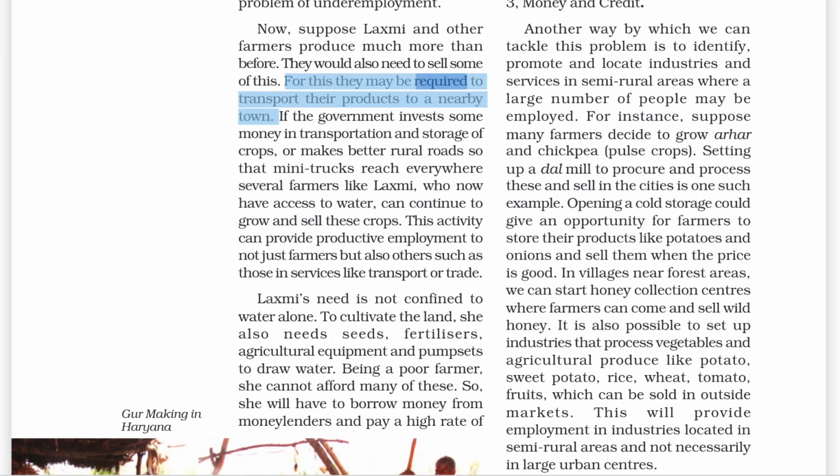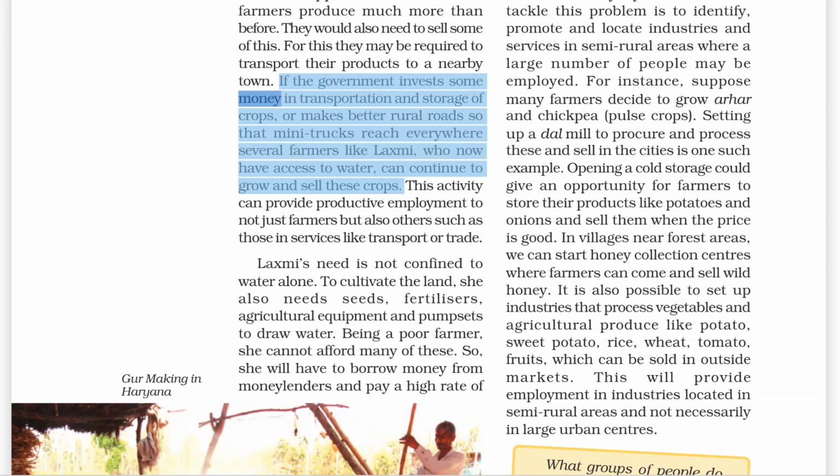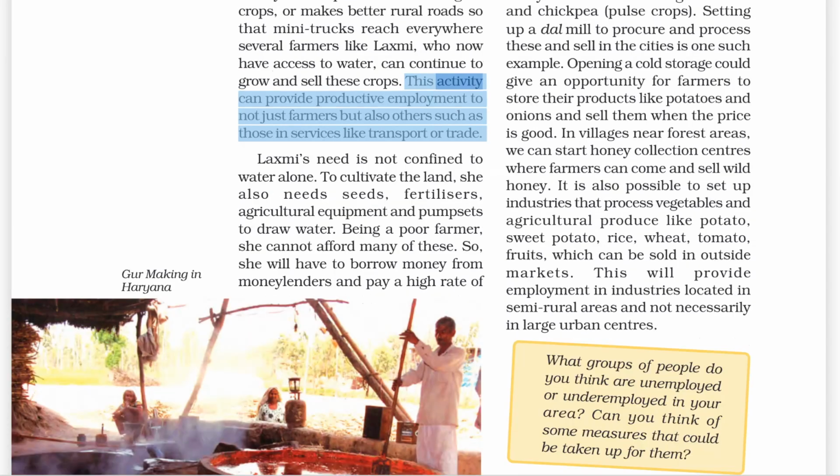For this, they may be required to transport their products to a nearby town. If the government invests some money in transportation and storage of crops, or makes better rural roads so that mini trucks reach everywhere, several farmers like Lakshmi, who now have access to water, can continue to grow and sell these crops. This activity can provide productive employment to not just farmers, but also others such as those in services like transport or trade.